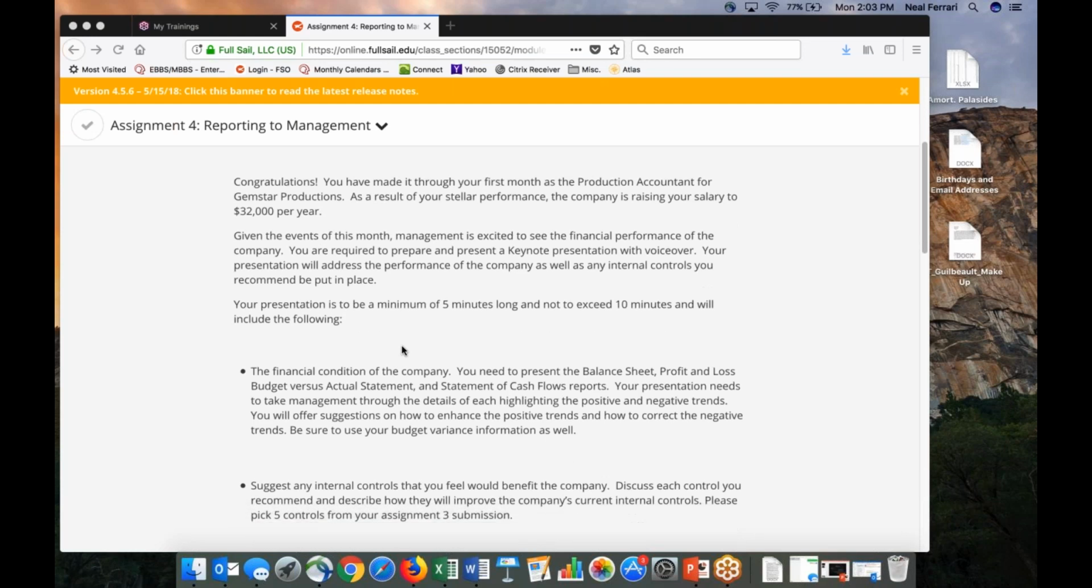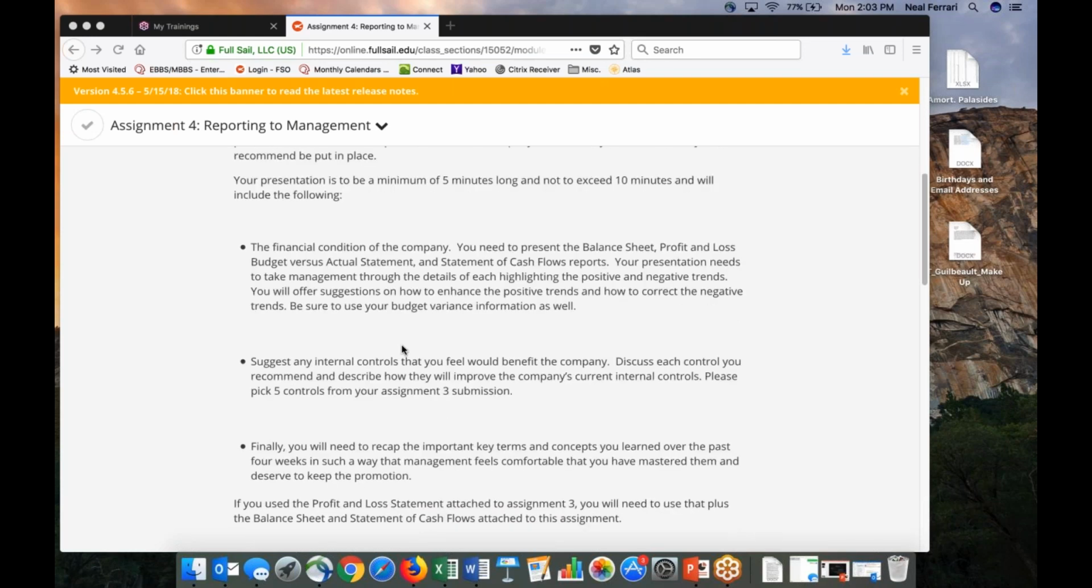The things that you're going to talk about are the financial condition of the company. And to do so, you need to talk about the balance sheet, the profit and loss statement, budget versus actual, and the statement of cash flows. Now, we're going to talk about the statement of cash flows in class on Wednesday, but you can still read about it in your assigned text for this week.